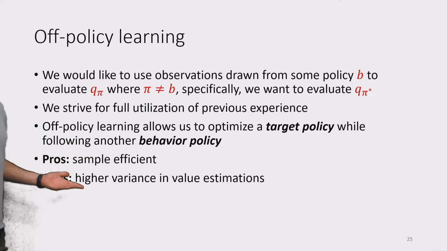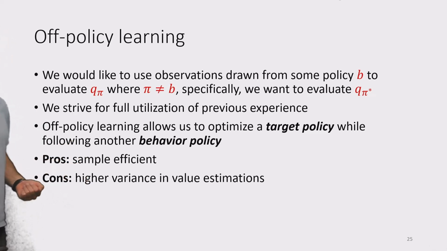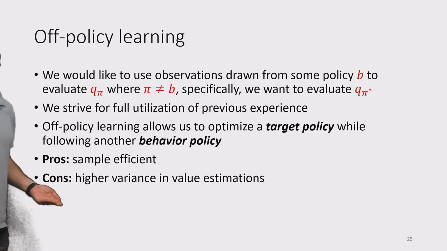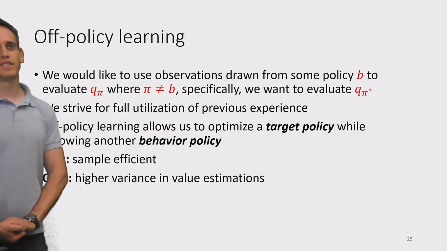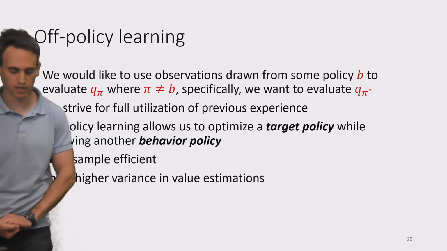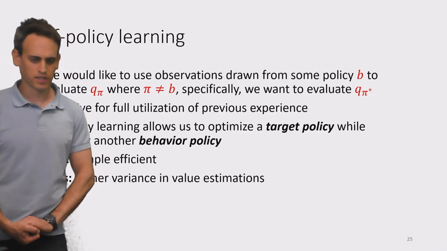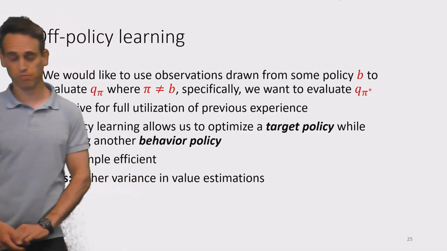The pro of doing that, of course, is that it's much more sample efficient. The con, as we will see soon, is that it provides us with high variance estimations regarding the target policy. High variance meaning that it will be very noisy, and I'll show an example soon.